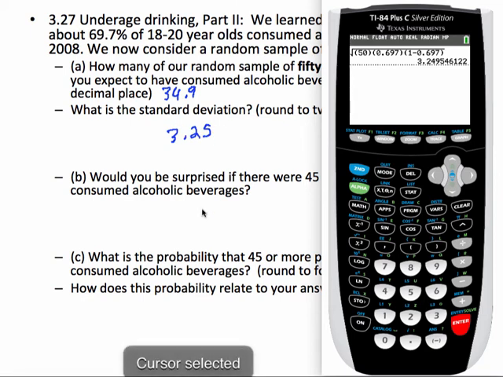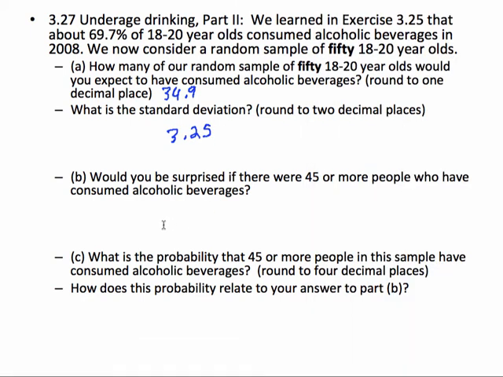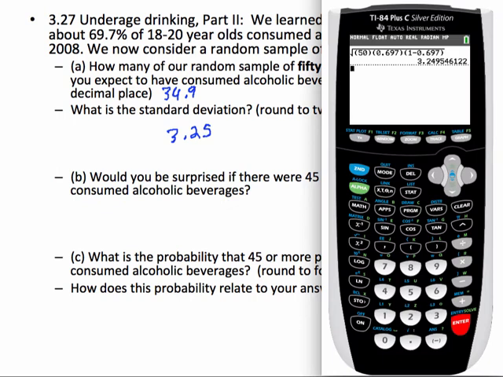Now, would you be surprised if there were 45 or more people who had consumed alcoholic beverages? Well, how would we do that? How would you decide that? One thing to realize is that we can use the normal approximation to the binomial, provided that n times p and n times q are both greater than or equal to 10. We've checked n times p here. Let's do a quick check on n times q just to make sure that we're on safe footing.